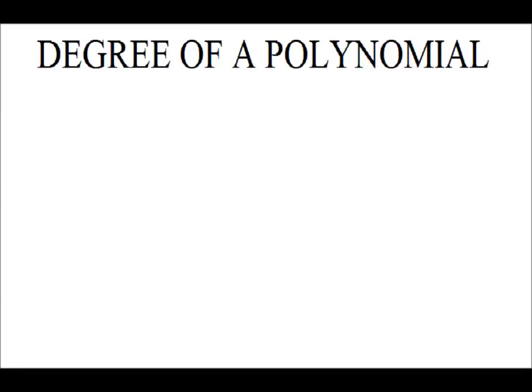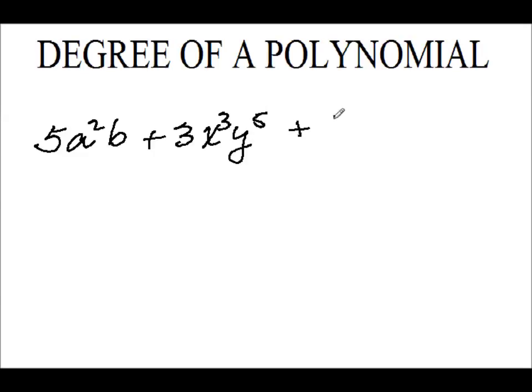So let's write down 5a squared b plus 3x cubed y to the 5th plus 2a.